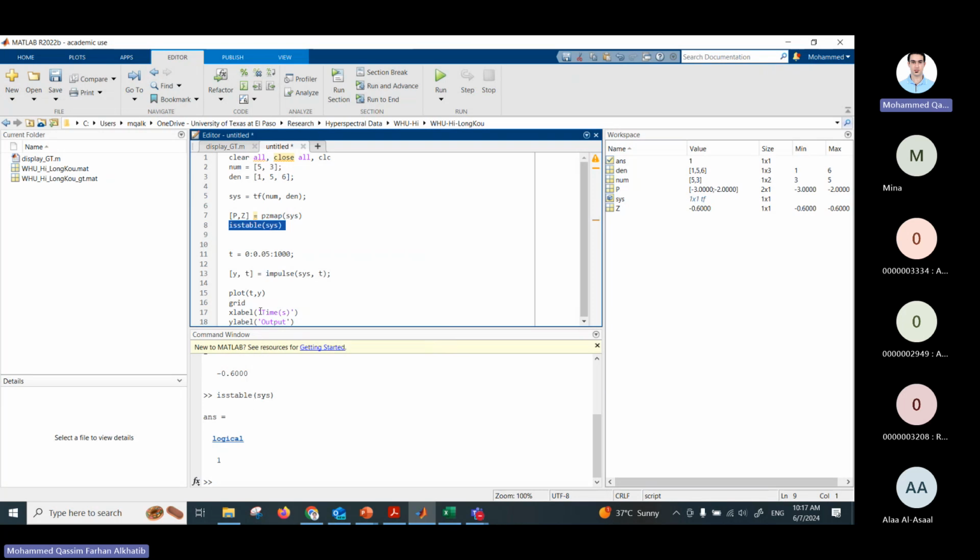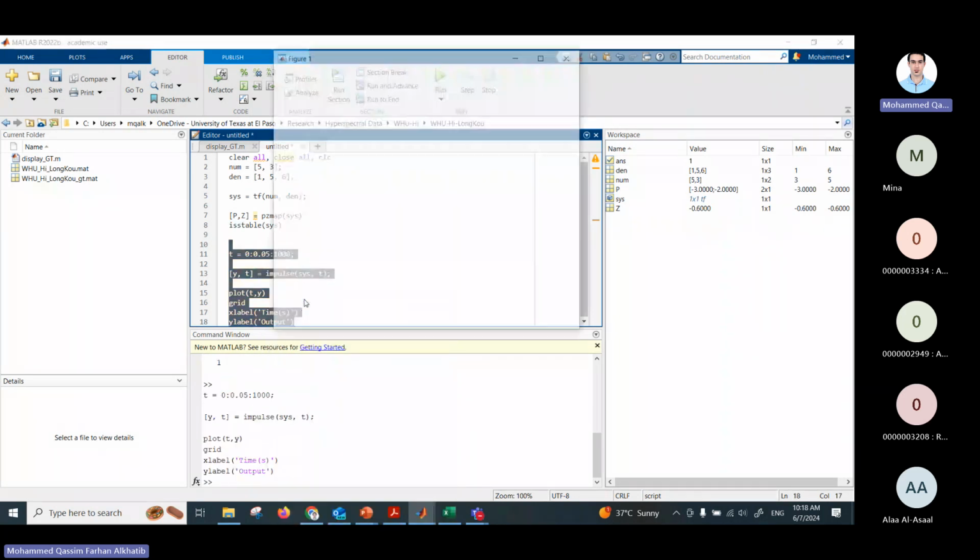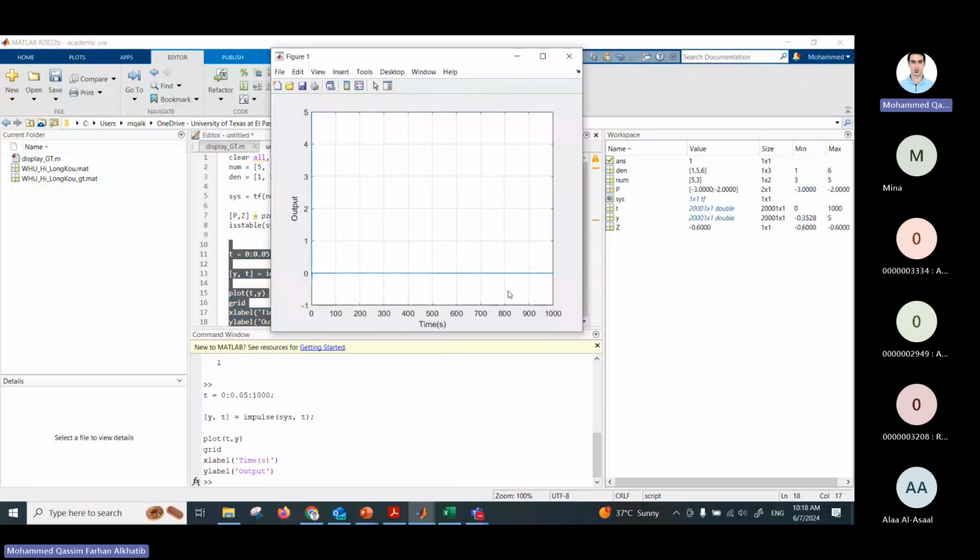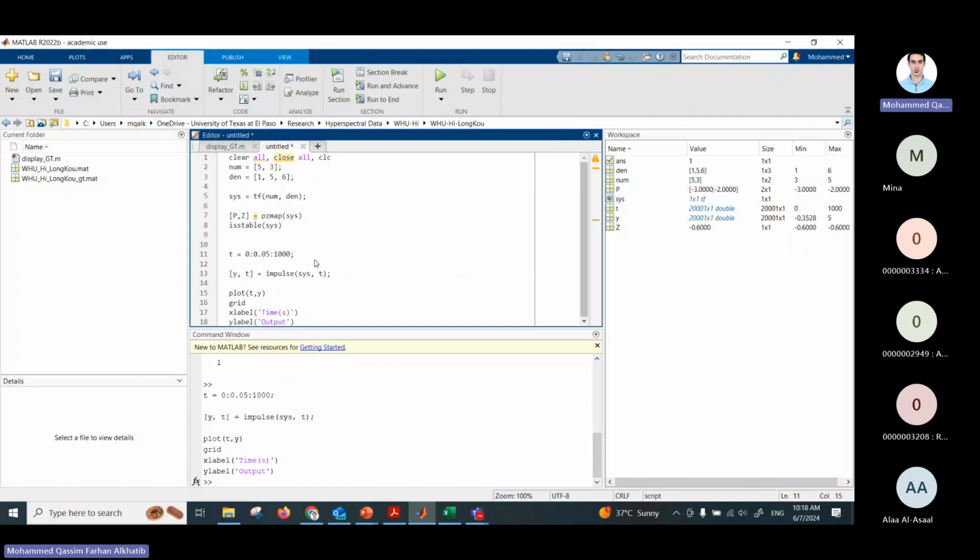System should be stable. And let's see the output when I apply an impulse input. All right, see here, because the time vector is extremely high, 1000, it did not look clear. So I'll try with something like 10.